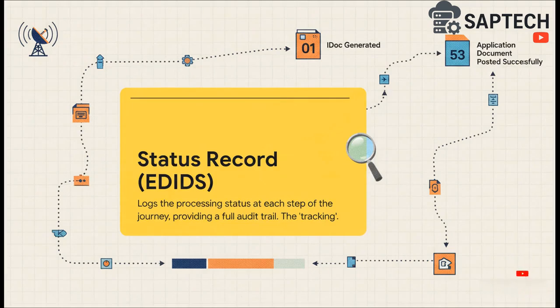And finally, we have the status record, which you'll find in table EDIS. Think of this as the package's live tracking system. Every single time something happens to the IDoc, a new status is logged. So you can literally watch its journey, from status 01, which means IDoc generated, all the way to a happy status 53, which means application document posted successfully. It's a perfect audit trail.